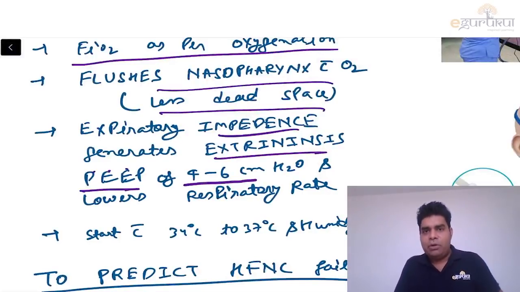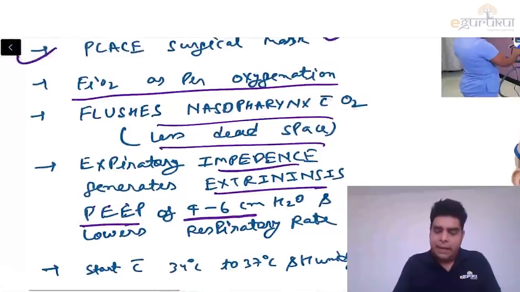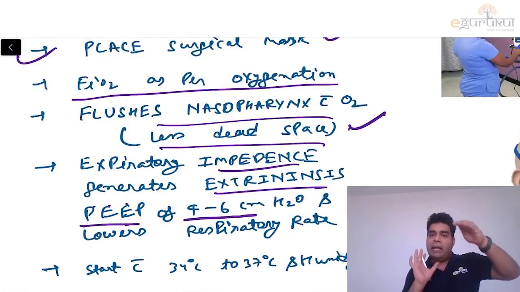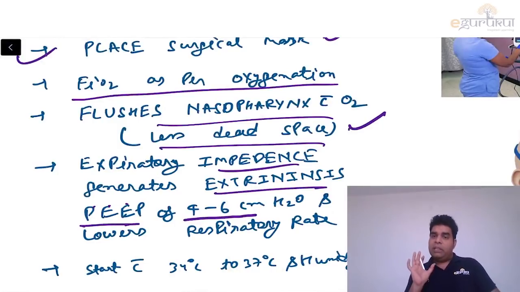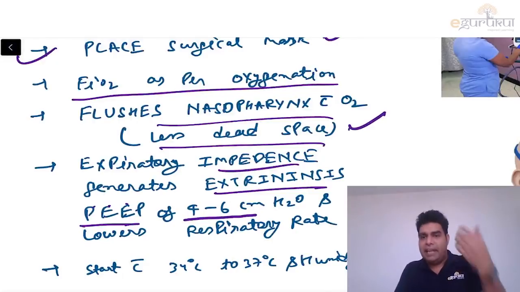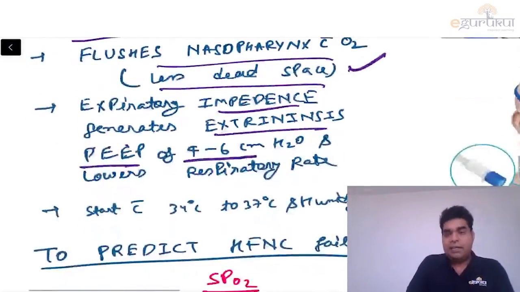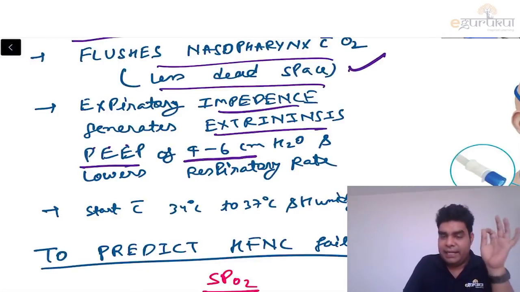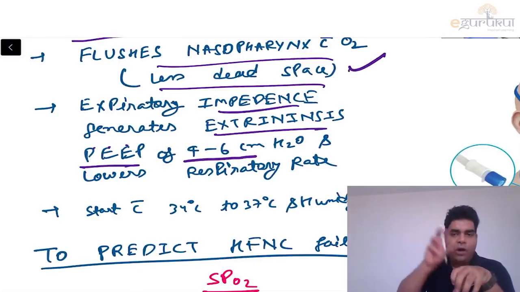So this high flow nasal cannula, one thing it does is decrease the dead space. Second thing it does is create a pressure when the air is going out. As a result, the expiration is less, and the breathing becomes slower, more relaxed and deeper.